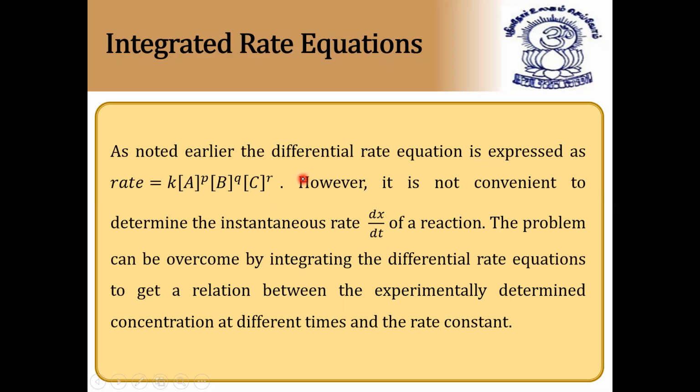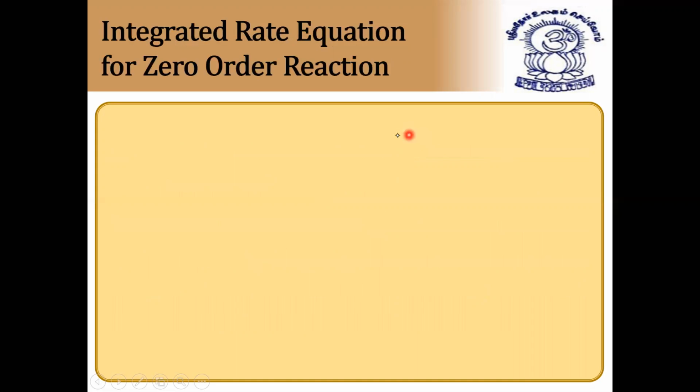Since we already know the order of reaction is an experimental quantity, it is not based on the stoichiometric chemical equation, whereas molecularity is not an experimental quantity, it is based on stoichiometric chemical equations. So to find the rate of a reaction, we need to integrate the differential rate equations. So that only we are going to do now. Just go through it clearly.